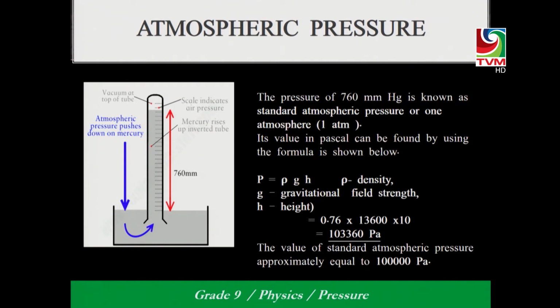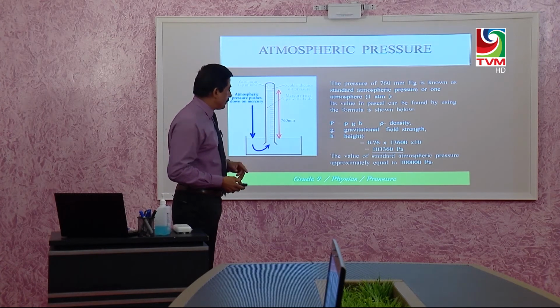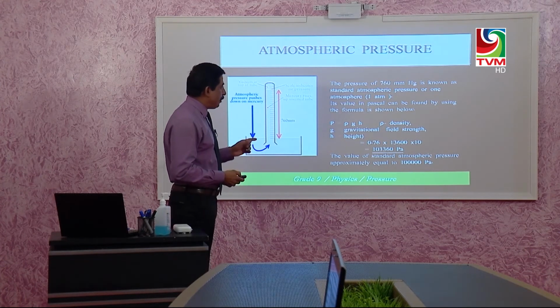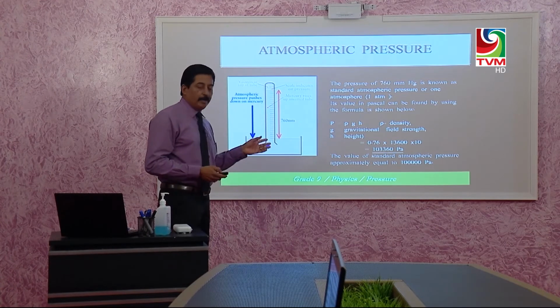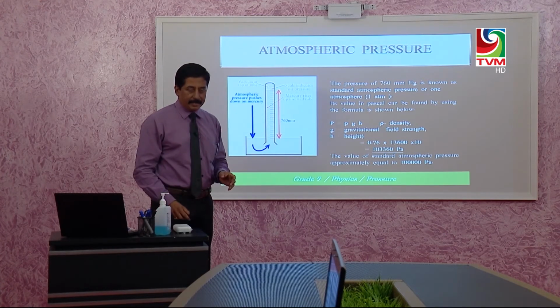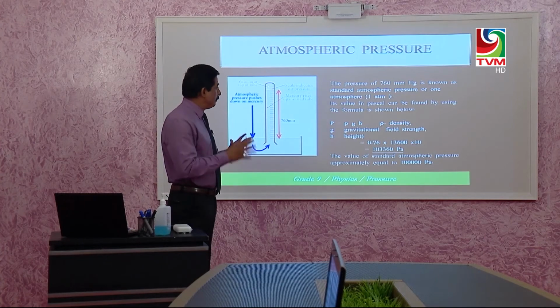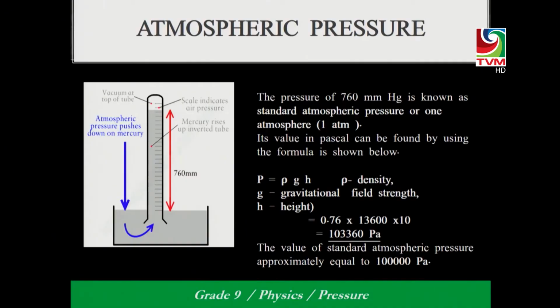760 millimeter of mercury is the standard atmospheric pressure, that is 1 atm. Its value in Pascal can be found by using the formula shown here. So, we need to convert millimeter of mercury to Pascal. How will you convert? First of all, we need to use the formula pressure equal to rho g h, where rho is the density, here the density of mercury, g is the gravitational field strength, and h is the height. The height is given in millimeter. First of all, we need to convert the millimeter to meter.